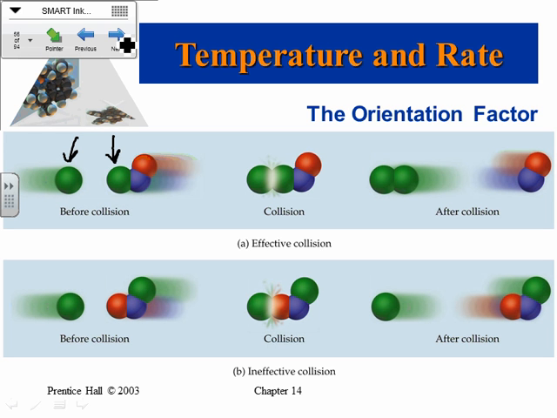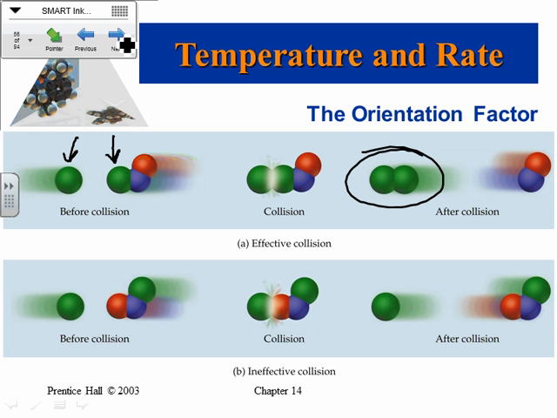That's going to be an effective collision, because the two chlorines are colliding with one another, and then they will make the Cl2 molecule, okay? So that's an effective collision. If they're oriented in that way, then when they hit, they will actually react, okay?